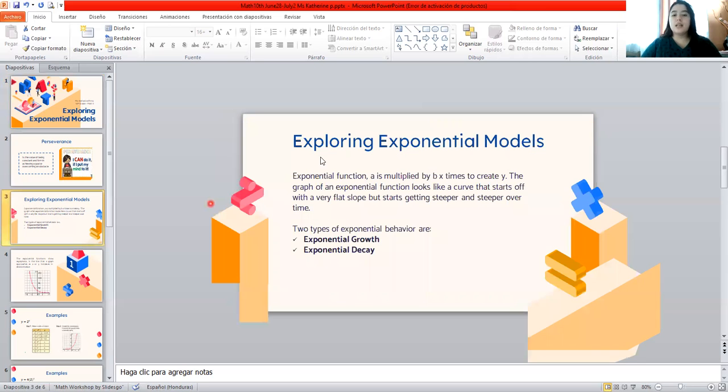Then continue with the topic, exploring exponential models. An exponential function is a times b^x to create y. The graph of an exponential function looks like a curve that starts off with a very flat slope but starts getting steeper and steeper over time. Two types of exponential behavior are exponential growth and decay.